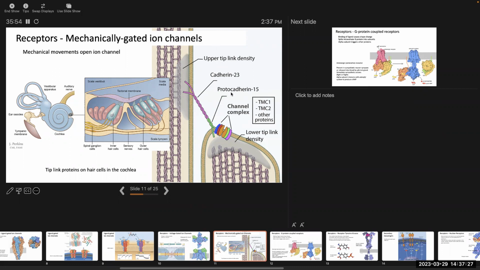So I'm trying to think, and any of my molecular biology experts in here, can anybody else think of another mechanically gated ion channel? This is literally the only one I can think of off the top of my head.